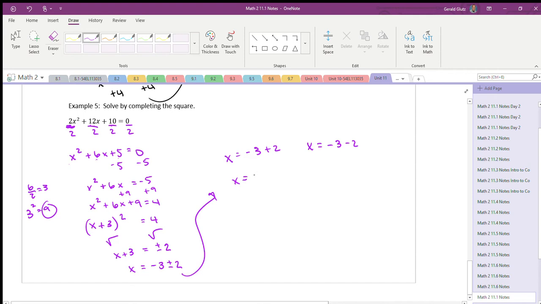So negative 3 plus 2 is negative 1. Negative 3 minus 2 is negative 5. So those are our two answers. So that's completing the square.